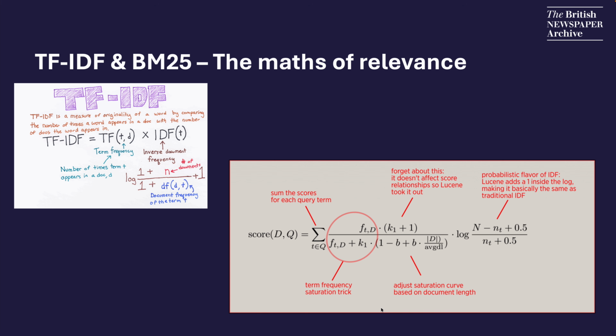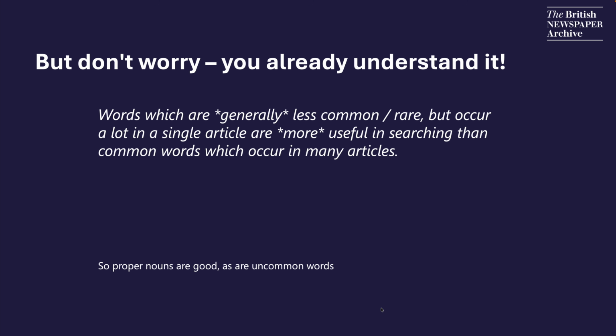Methods like TF-IDF and BM25 are touching this realm. But you don't really need to worry about that, because this is essentially a mathematical representation of something you probably already intuitively know, which is that words which are generally less common or rare, but occur a lot in a single article, are more useful in searching than common words which occur in many articles.